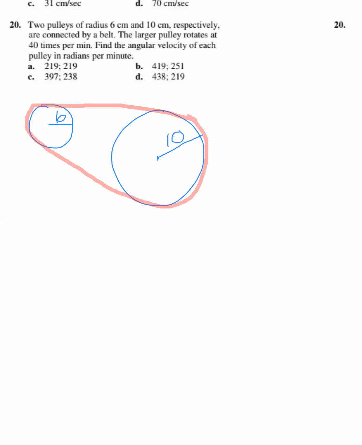The pulleys are going to spin and the belt's going to spin around the 2 of them, right? So here's what we know. The larger pulley rotates at 40 times per minute. So this value, 40 times per minute, that's that funny W thing, because it's rotating. Let me switch colors again. That's the angular velocity, 40 times per minute.